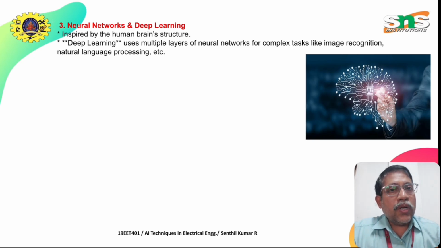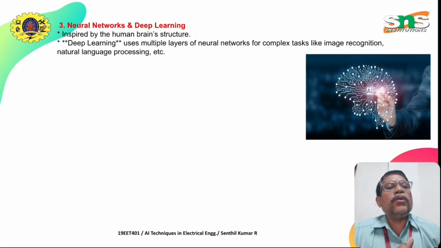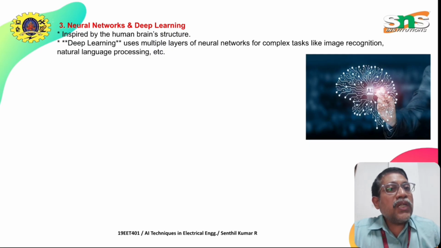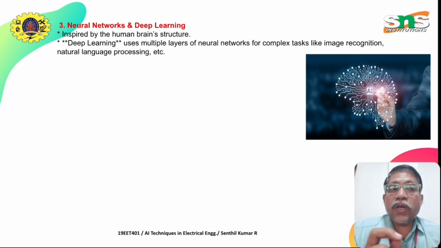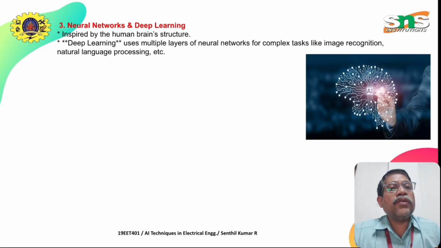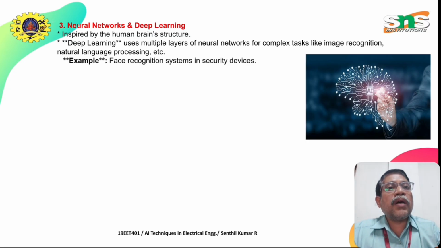A neural network is inspired by the human brain structure. And deep learning uses multiple layers of neural networks for doing complex tasks. A very good example is image recognition, and another example is face recognition systems.